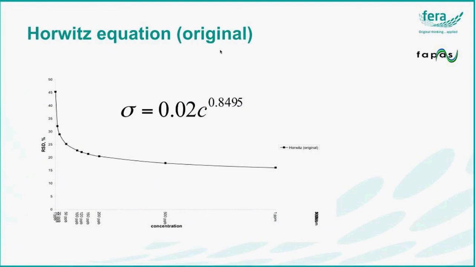The Horwitz equation is used for the majority of contaminant analyses in food chemistry. This is the original Horwitz equation, and if you describe this as a graph, you get the Horwitz curve. It's a remarkable equation, and it works for most analyses at most concentrations most of the time. So you will see this commonly used in FAPAS reports.